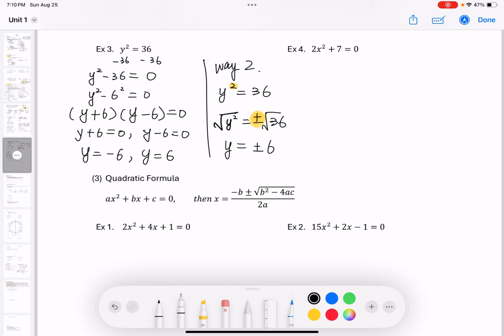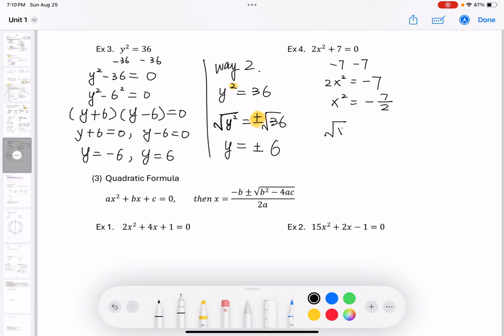Okay, let's see the next example. Can I use the conjugate formula to factor it? No, because I don't see a squared minus b squared. Now, what should I do? We need to isolate x and then take the square root of both sides. Isolate the x. First, we minus 7 both sides. We have 2x squared is equal to negative 7. Divided by 2, x squared is equal to negative 7 over 2.